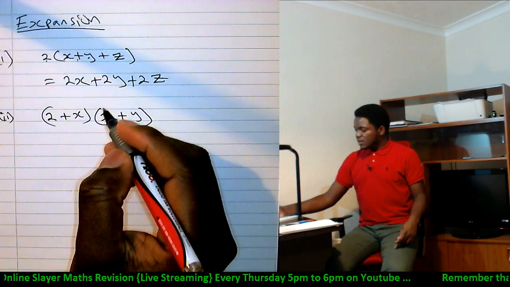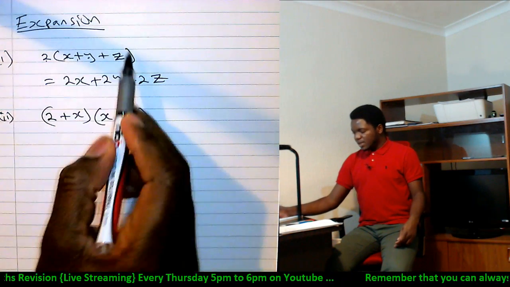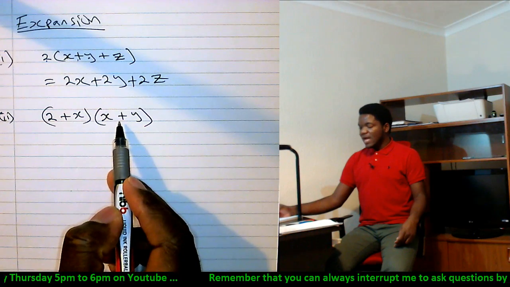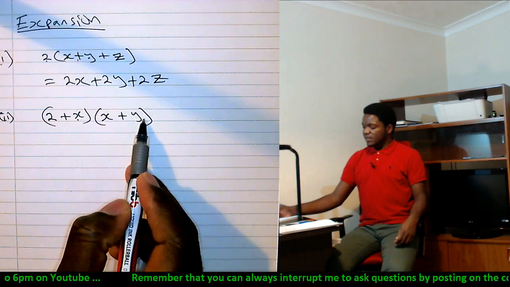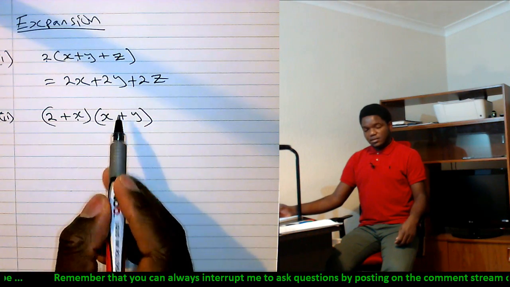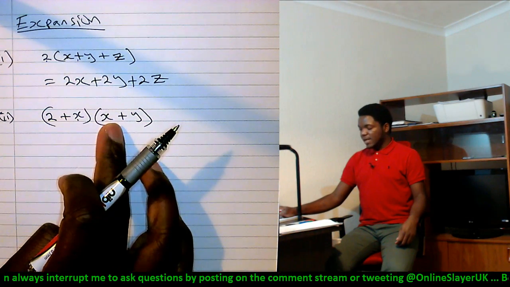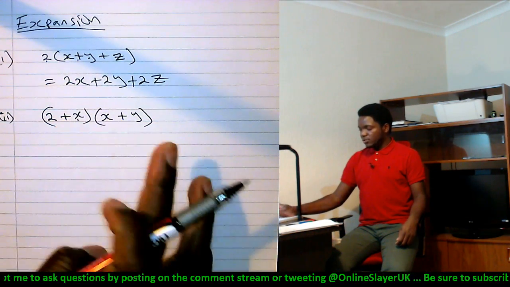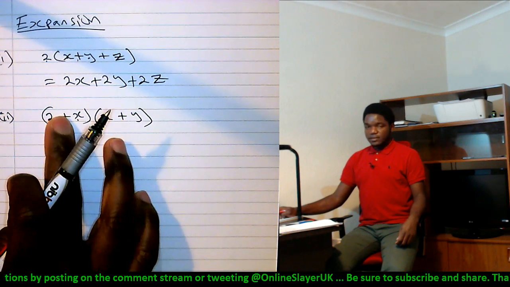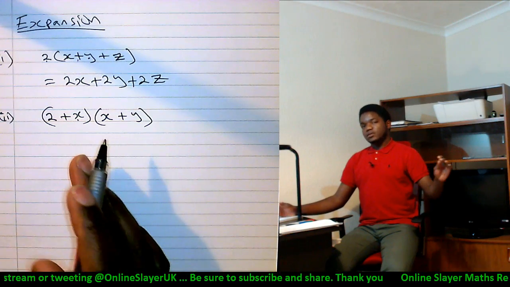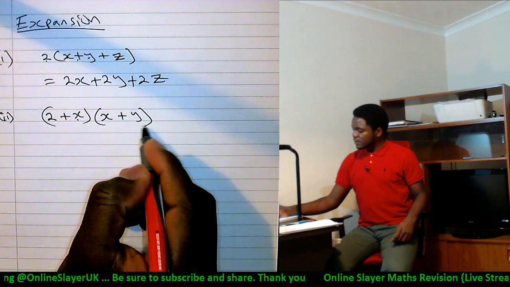I mean, like in this case, you have 2 multiplied by the whole of this, and x multiplied by the whole of this. We could have left this one alone and said x multiplied by the whole of this plus y multiplied by the whole of this. So we can choose any one to leave intact and the other one to separate. So I'm going to leave this intact.